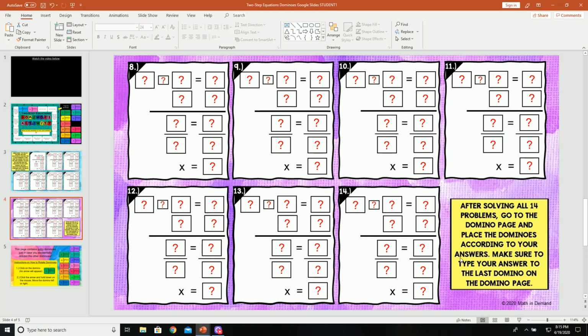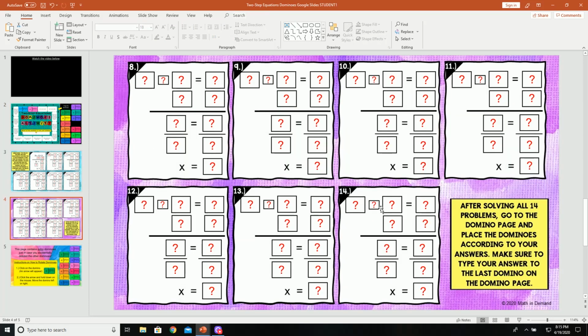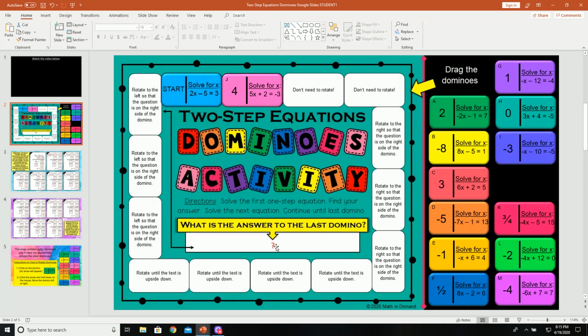And it's just a reminder here to move your domino pieces once you're done. Take your last answer, go back here and type in the answer. So whatever the last domino piece is, solve that problem, which is going to be right here on number 14. Take that and just type that right here. And again, make sure you move all those domino pieces. And that's pretty much it. Okay, go ahead and please solve problems 1 through 14.